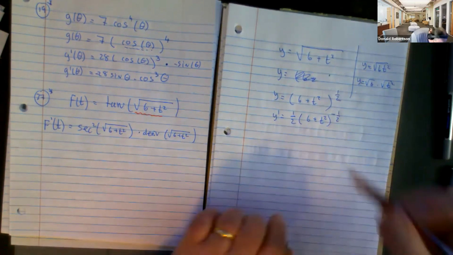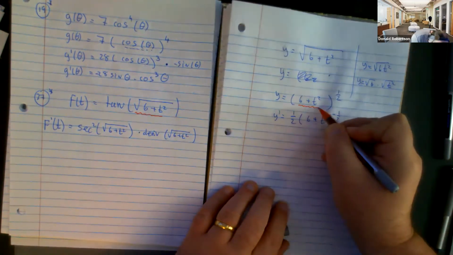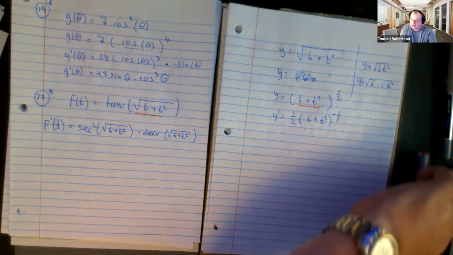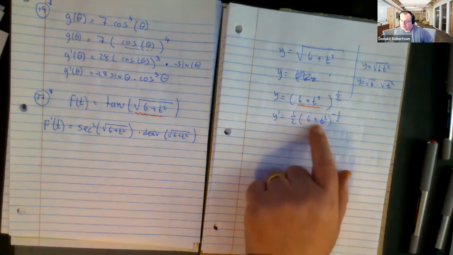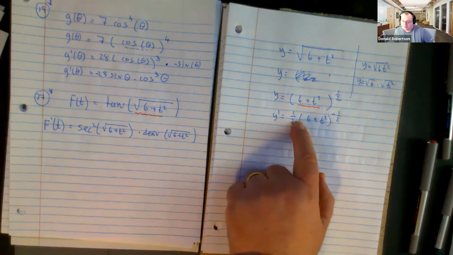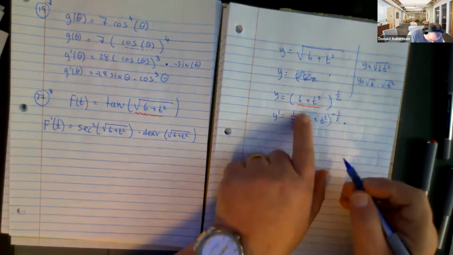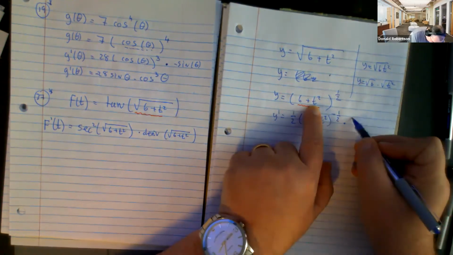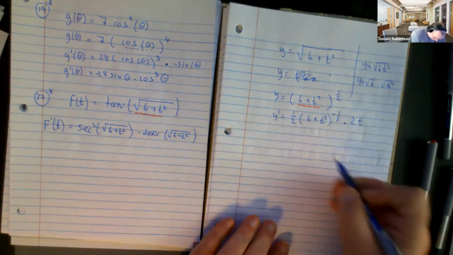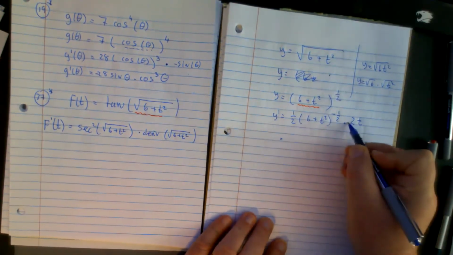But doesn't this also have an inside function? So it's a chain rule, isn't it? So 1/2 the inside function to the power of negative half times the derivative of the inside function, which is 2t. Now a half times 2 cancel out.